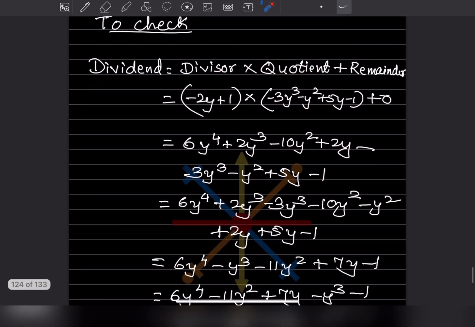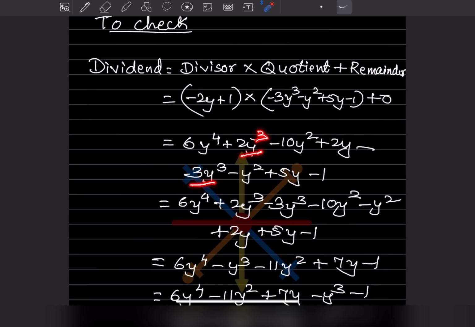So now we are going to bring the like terms together. This is 4y raised to 4, so this is together. Now see here, we have to look for y cubed. This and this, along with the sign, this is minus, so this is together. This and this together. Then we will look for this and this together. And this is the constant, which is alone here.